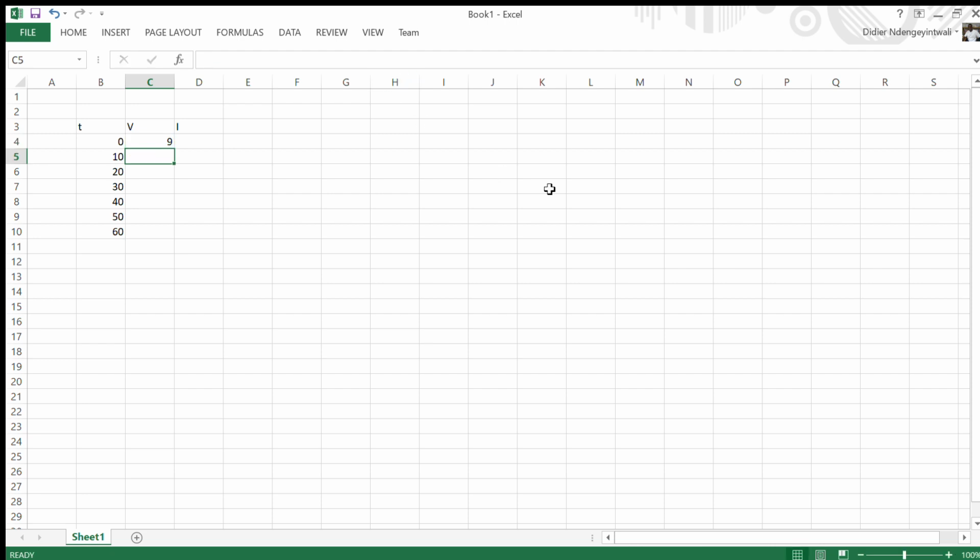The voltage, if you remember from our experiment, the initial voltage was 9. And then the next value was 7. And then we had 5.5. And then 4.4. And then 3.4. 2.7, 2.1.